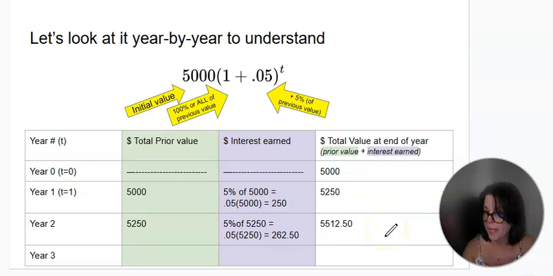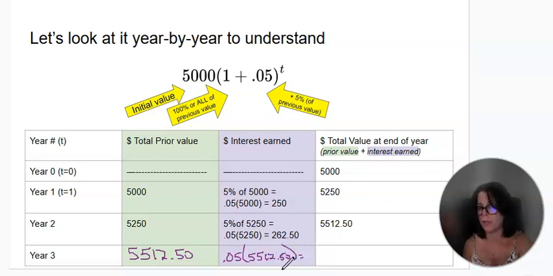So now for year 3, T is 3, right? So we're taking that $5,512.50. That's the amount we have at the beginning of the year. Now we're going to take 5% of that amount, so 0.05, and multiply it times the $5,512.50. That's going to tell me how much interest we earned in year 3. And then I'll add that to how much money I have. Do the math on that now. Return when you have your answer.